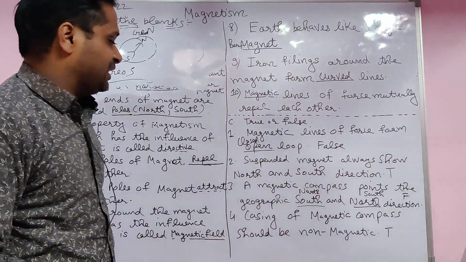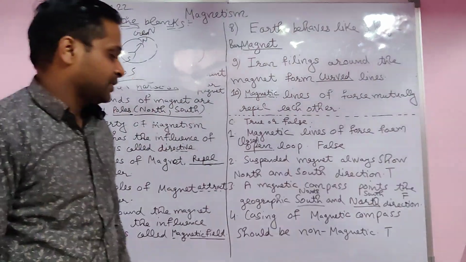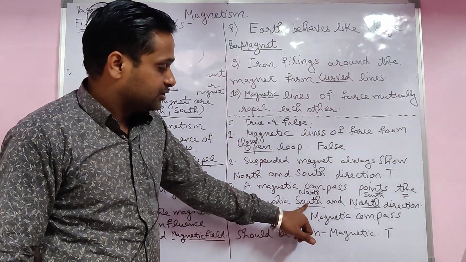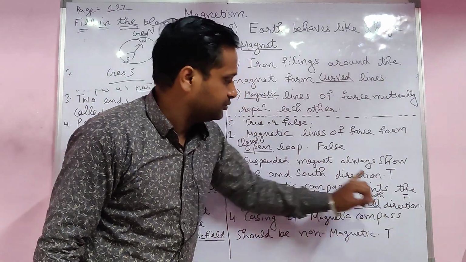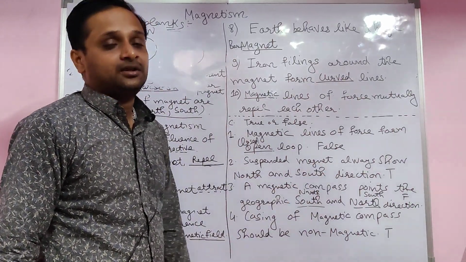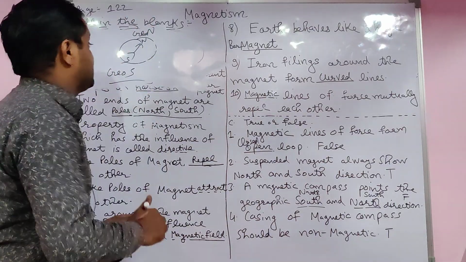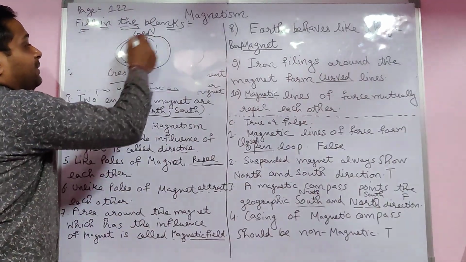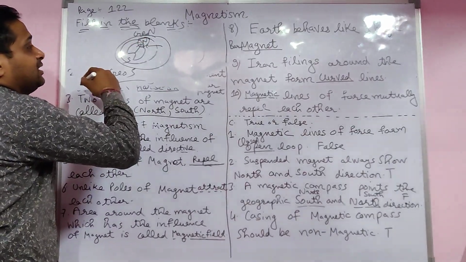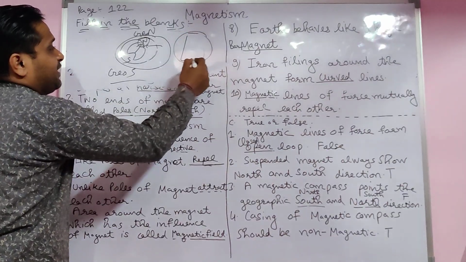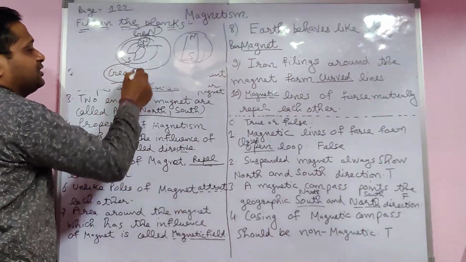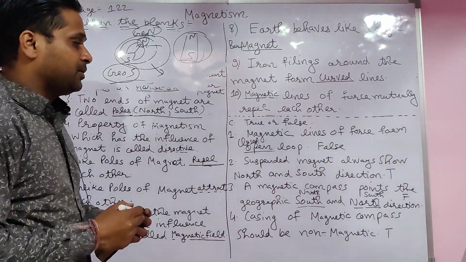The casing of the magnetic compass should be non-magnetic. How do you correct the previous one? This was false only. Third one: south, here comes north and here comes south. The casing of a magnetic compass should be non-magnetic. Yes, true. If the casing is also magnetic, then there is a problem: it attracts this magnet. There is some effect of the earth also. See there. So it always points toward geographic north and geographic south. The casing should be non-magnetic.